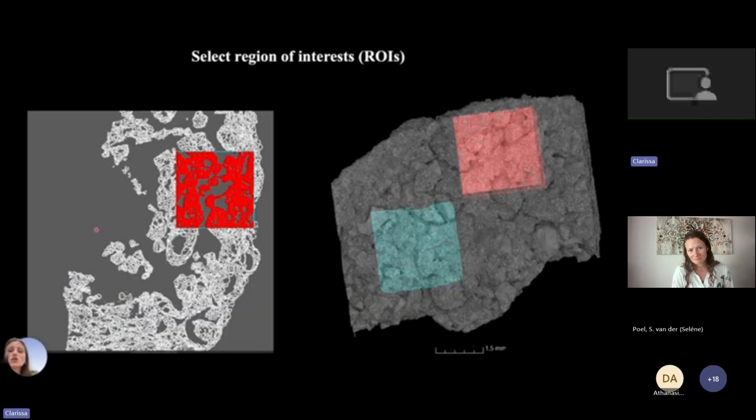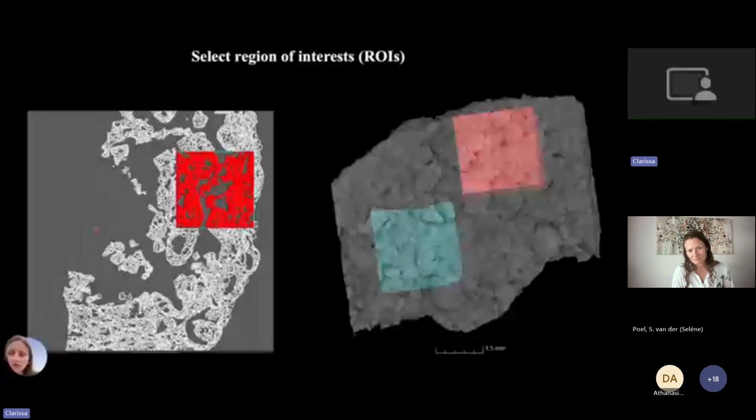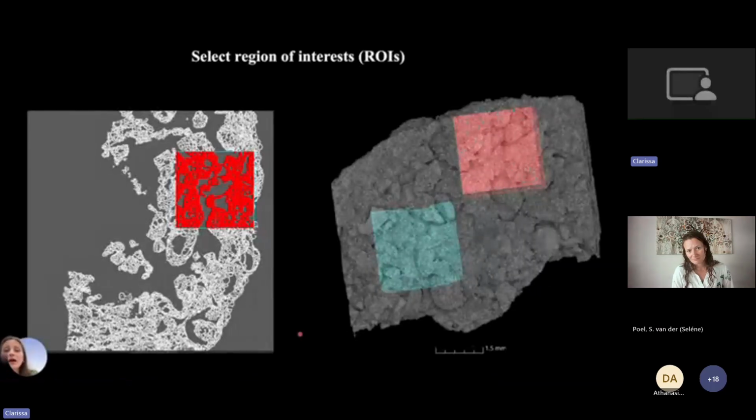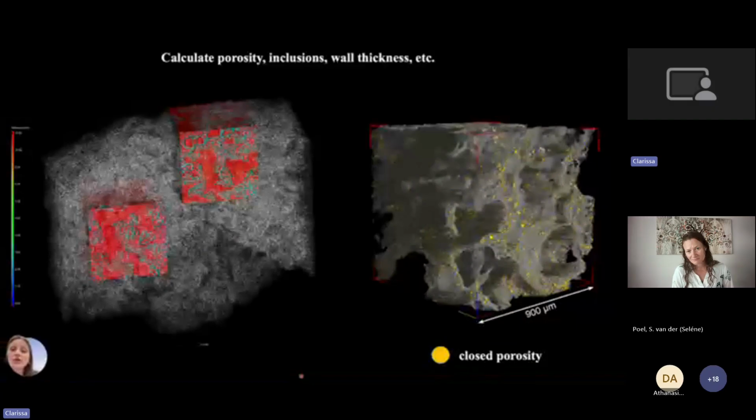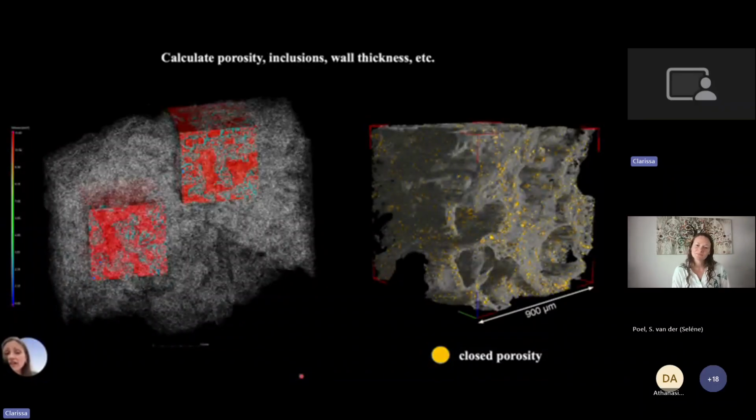So to do that, one of the things I'm currently working on is the porosity of these samples. To do that, you select regions of interest in these software programs. Here, for example, you see two regions of interest selected on one of these fragments. Then using these softwares that do this magical sort of calculation for you, you can work on things like porosities, inclusions, wall thickness.